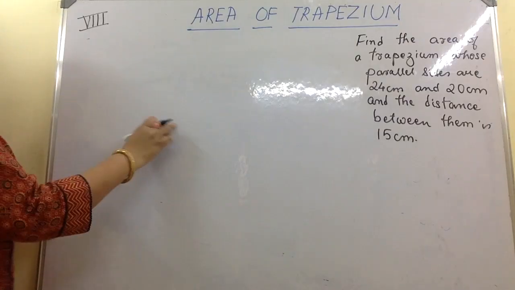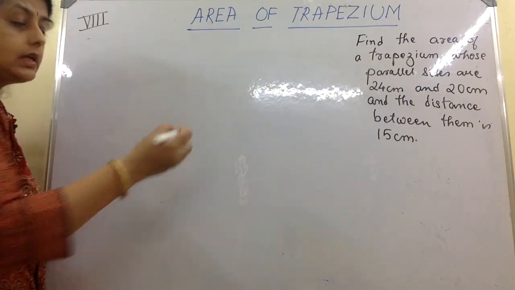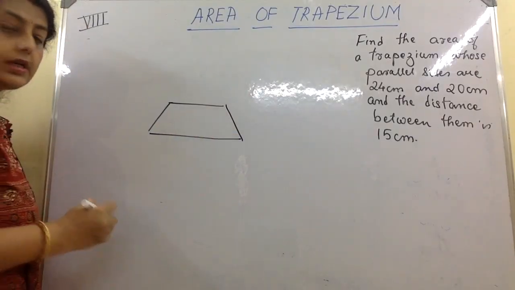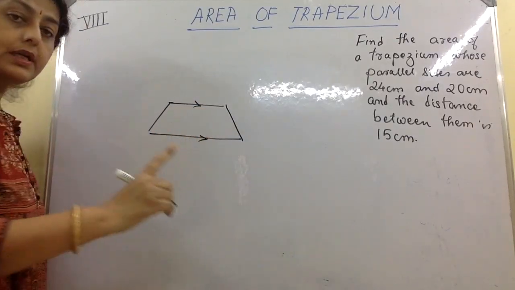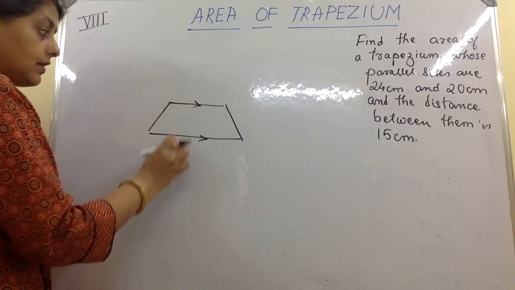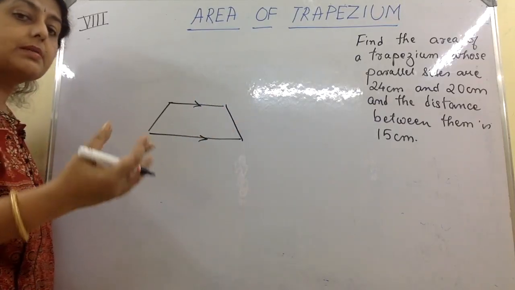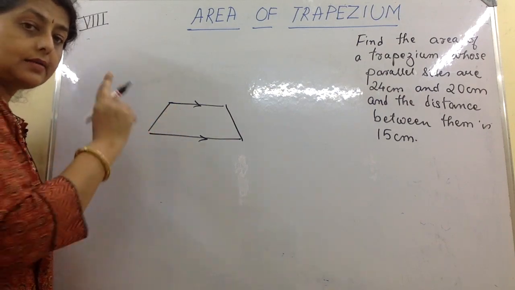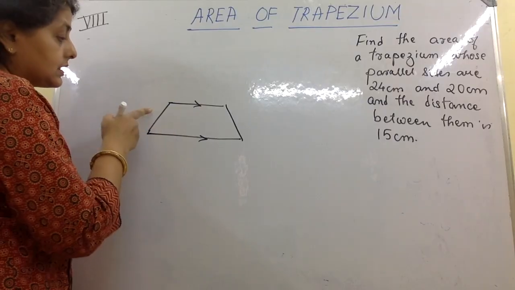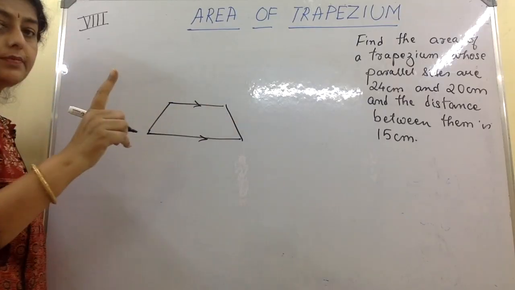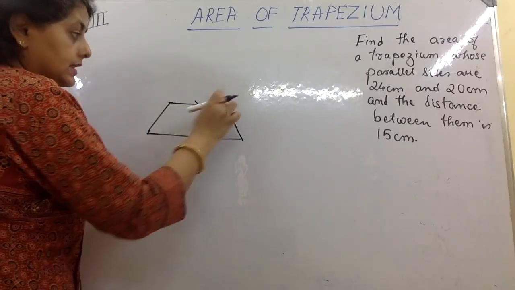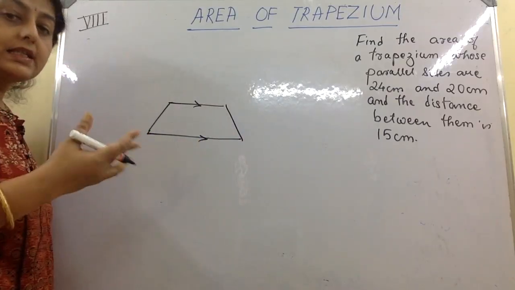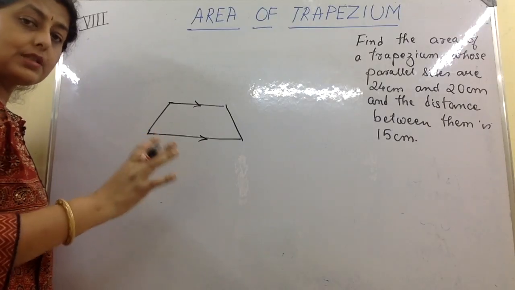Now the first thing that we have to understand is what is a trapezium. A trapezium is a figure of this kind, where one pair of opposite sides will only be parallel. If these two are also parallel, it becomes a parallelogram. So a trapezium should always have only one pair parallel, and the other pair can be equal or not equal. If the non-parallel sides are equal, then it becomes an isosceles trapezium. Otherwise, it is just a trapezium.